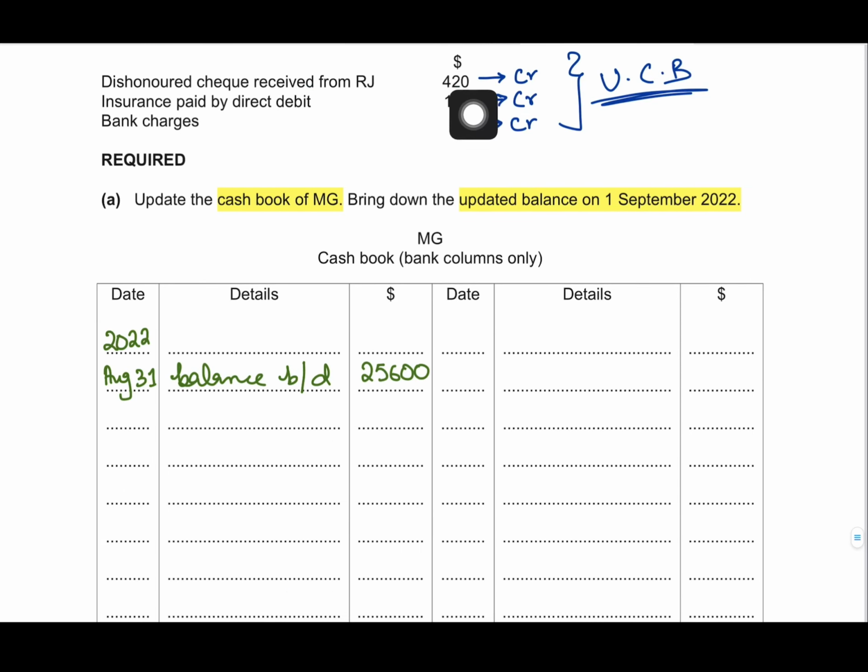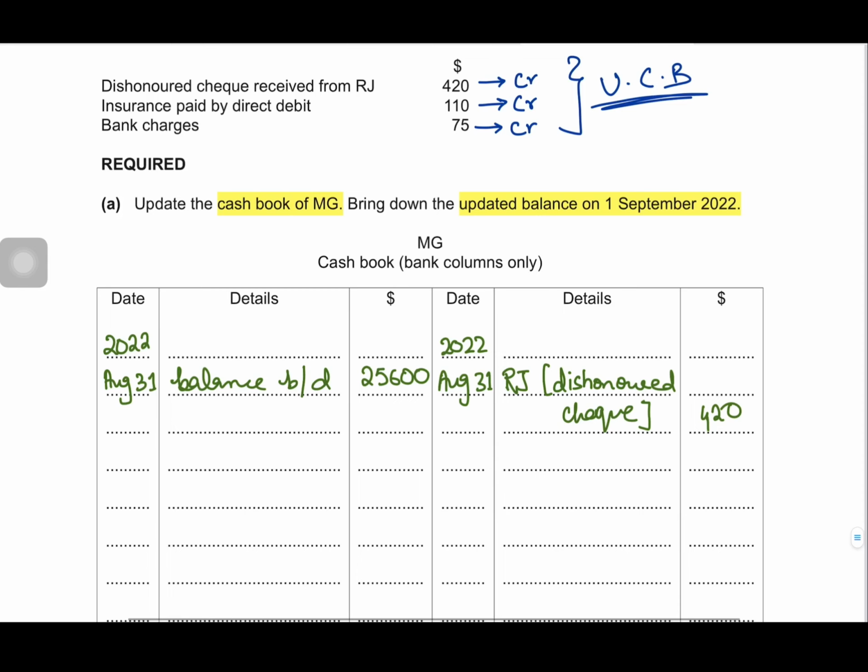The first one is the dishonored check from RJ. So same date, 2022 August 31, RJ, and the reason is a dishonored check amounting to 420. Then the next is insurance expense, which is a direct debit, 110, and last is bank charges amounting to 75.